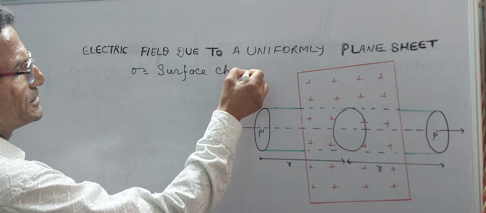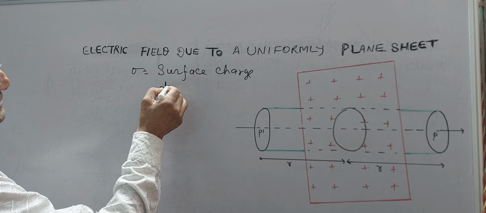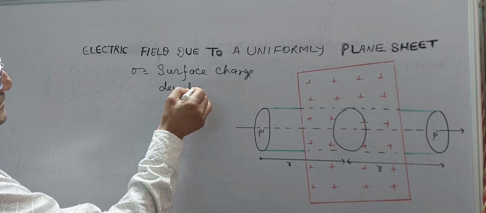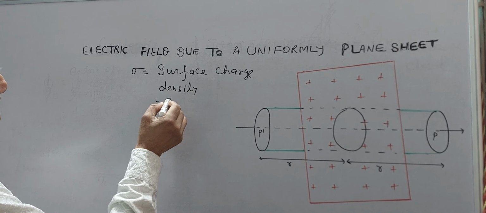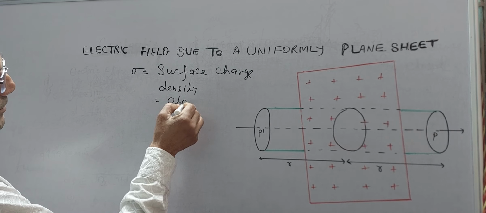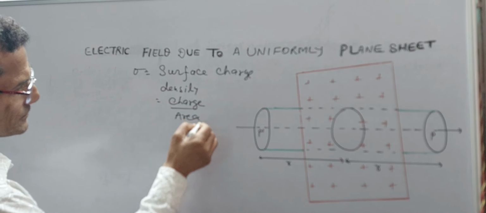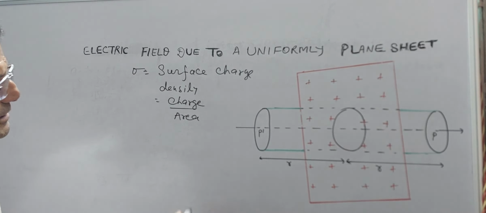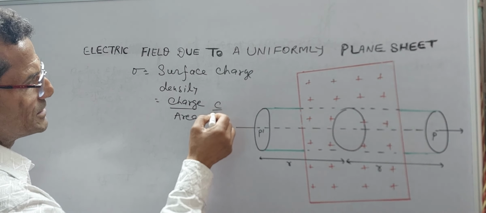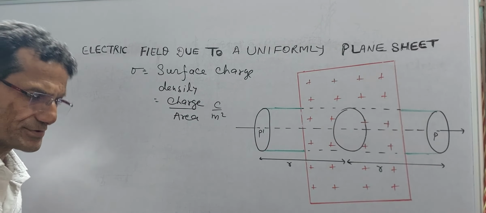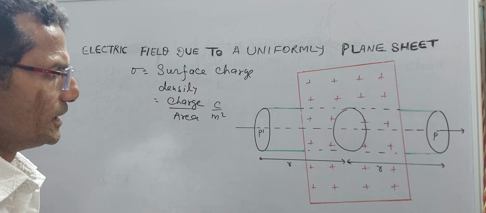Surface charge density means charge upon area. Now its unit will be coulomb per meter square. If I go in the SI system, coulomb per meter square.